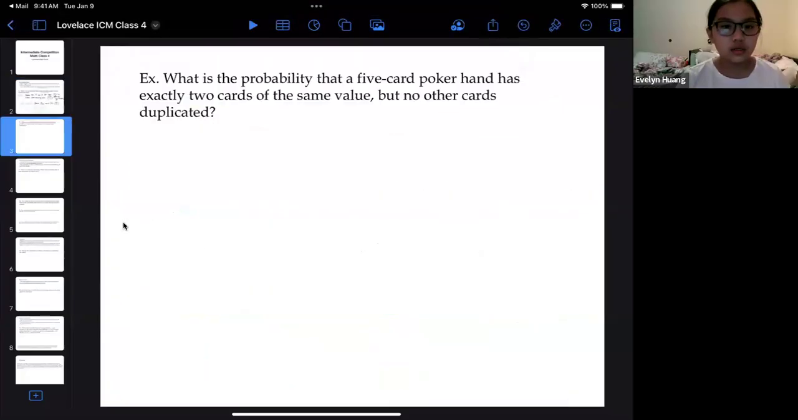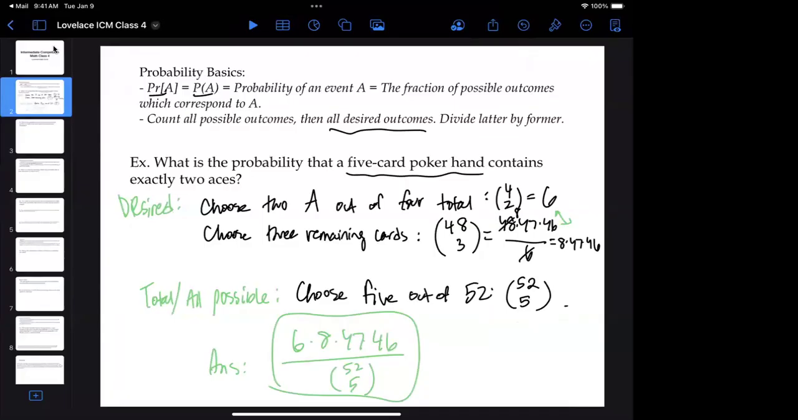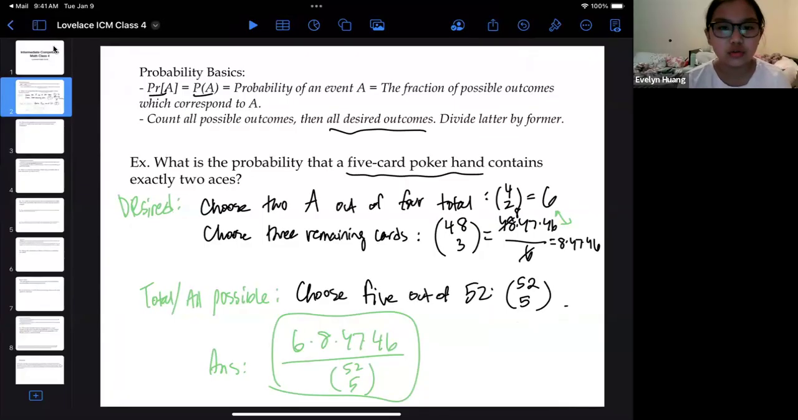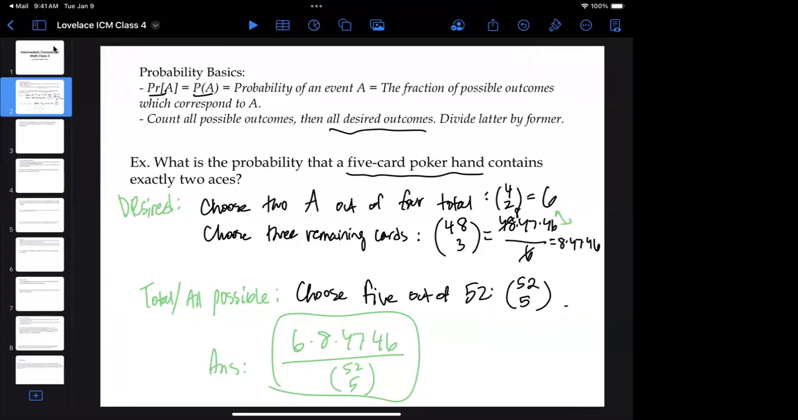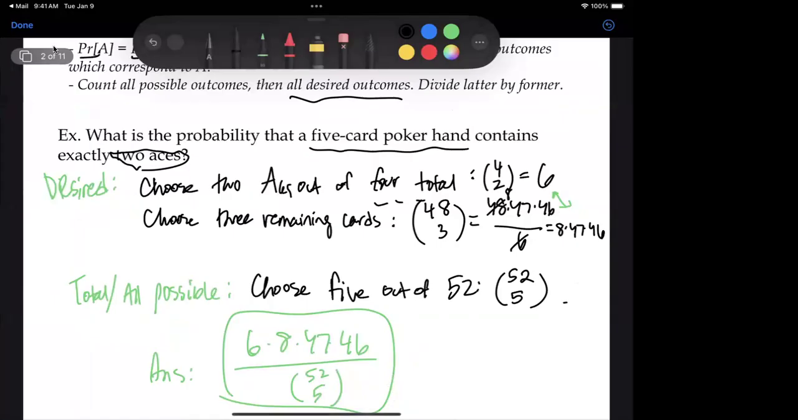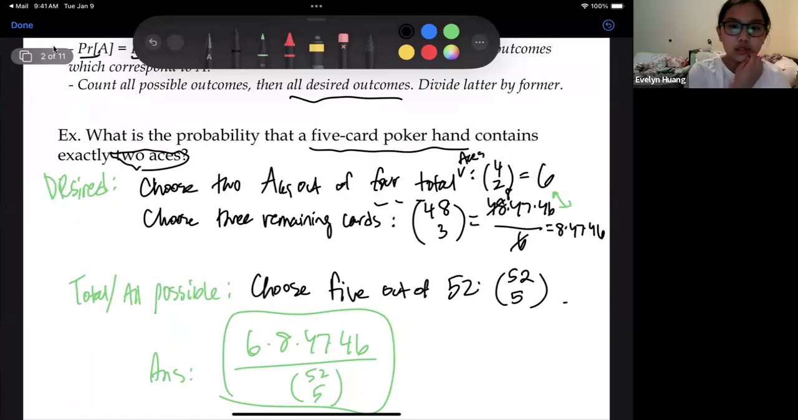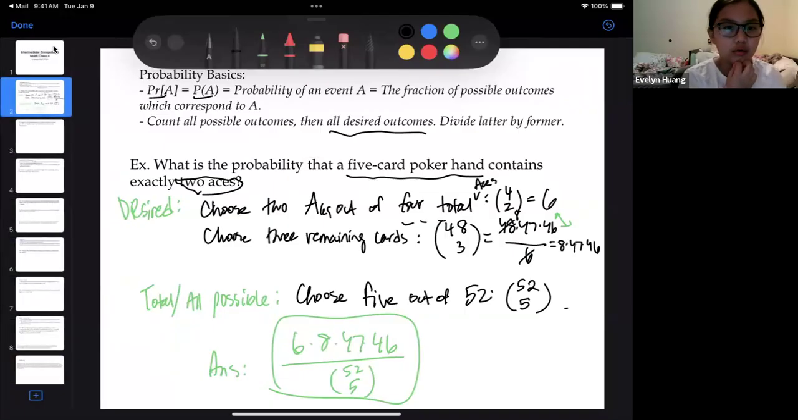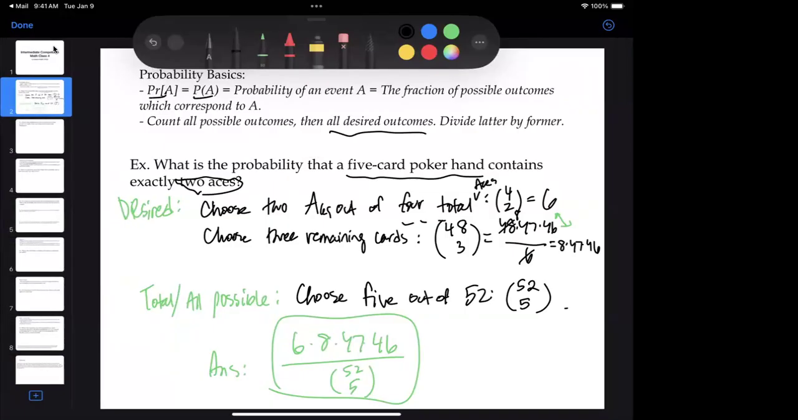I have a question. Yes. When you put desired, choose 2 aces out of 4 total, how did you get 4? I thought it was a 5-card poker hand. Good question. First we're choosing the aces, because we need to have 2 aces in our 5 cards. There are 4 total aces in the deck. So this means 2 aces out of 4 total aces. Oh, I wouldn't know that there were 4 aces in the deck. Well, it's good to know because there are 4 suits and 13 cards in each suit.